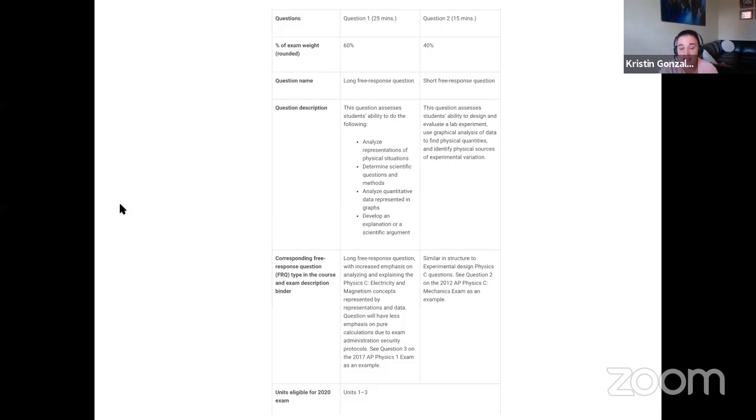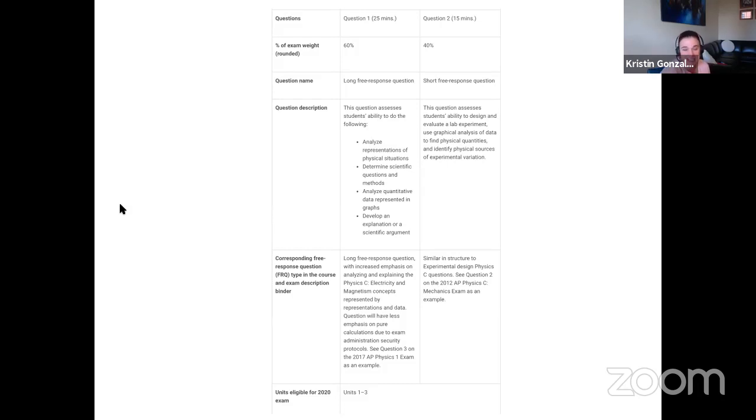It's going to have an emphasis on the Physics C electricity and magnetism concepts, and not as much focus on the calculations portion. So we're going to start incorporating a lot more of the conceptual type questions as we're doing this review, and you're going to see less and less of those calculation type questions. One example you can look at for this type of question is question number 3 on the 2017 AP Physics 1 exam.